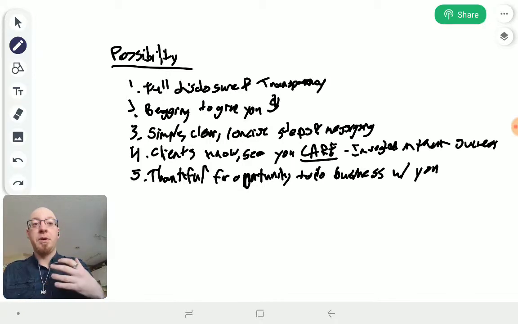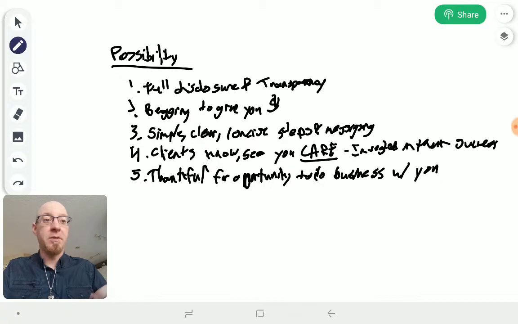And that allows them to be in a space where they know, they see that you care. They see that you're invested in their success. And they're thankful for the opportunity to do business with you. They want to do business with you. Make sense? You guys follow that so far?